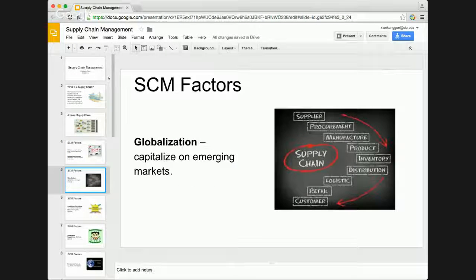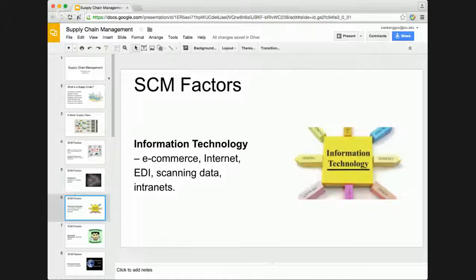The next one, globalization, which is to capitalize on emerging markets. Next one, information technology. It's like the internet, EDI, scanning data, basically all the information technology that we use in our daily life.